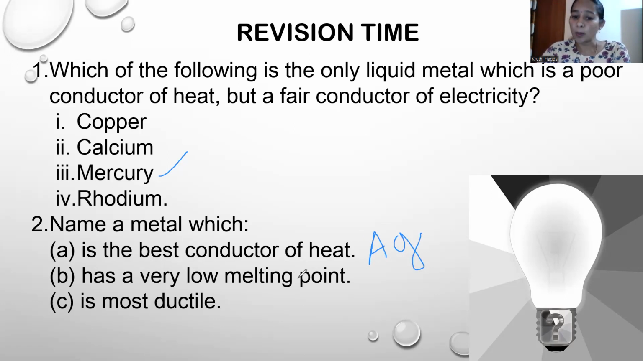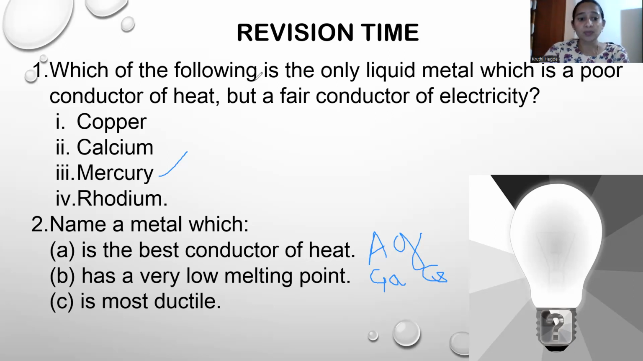Then, which has low melting point? We had discussed that there are two metals which melt on our palm. If we keep them on our palm, they start melting. They are gallium, Ga, and cesium, Cs. Yes, these are two metals which have very low melting point. They melt on a palm.